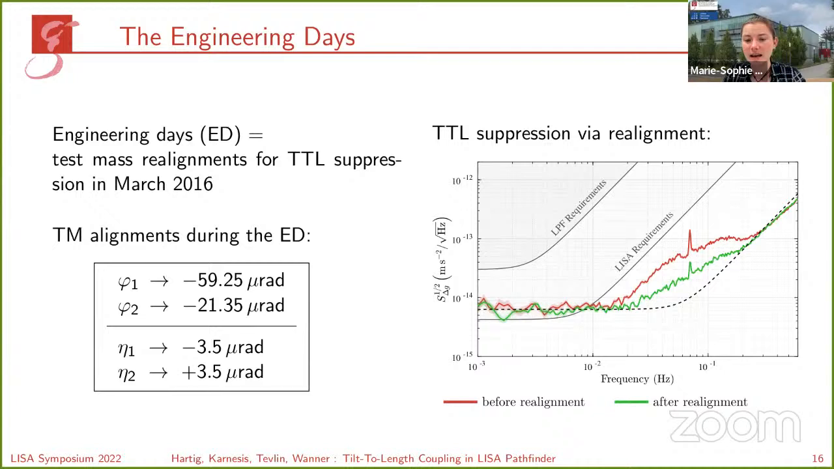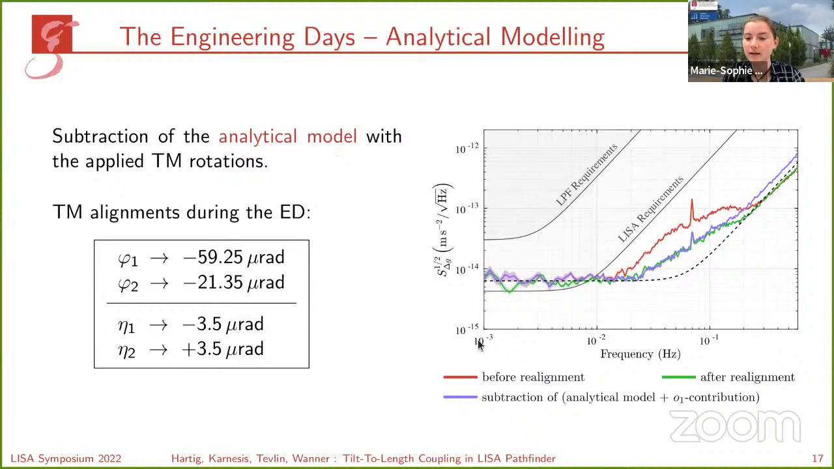And the realignments that had been applied are shown here in this table, and we can take these angles, insert them into our analytical model, subtract it from the pre-engineering noise, and what we find is the purple curve here, which nicely overlaps with the residual noise we had after the realignment of the task masses. So we can actually model that residual noise with our analytical model.